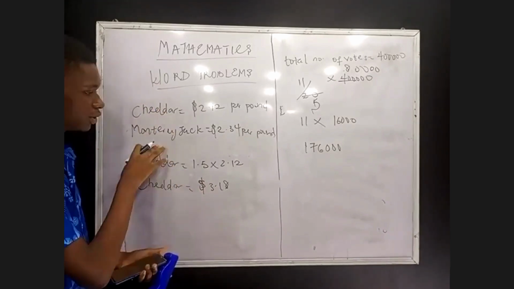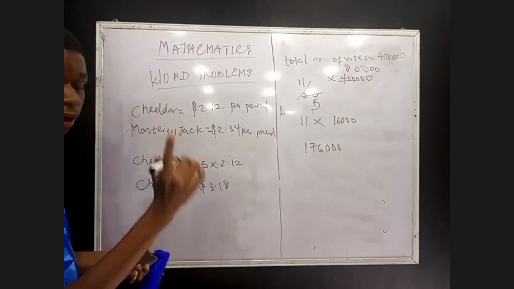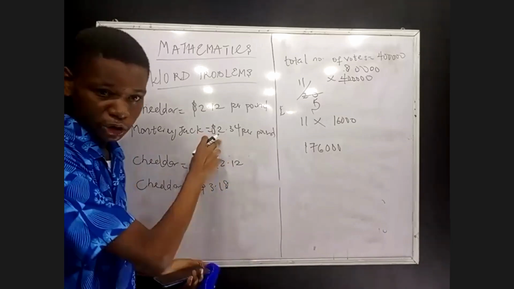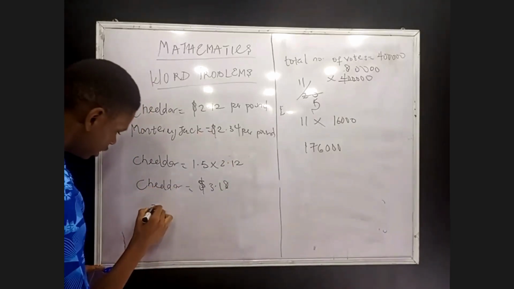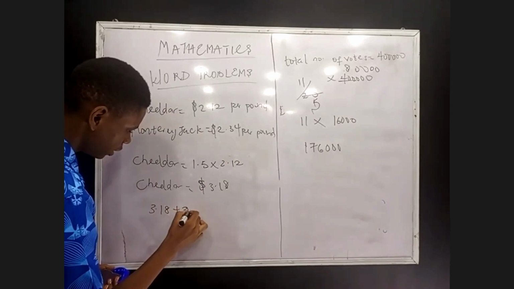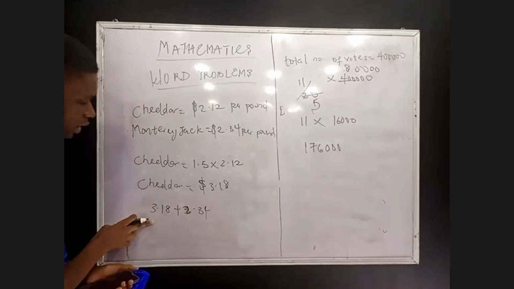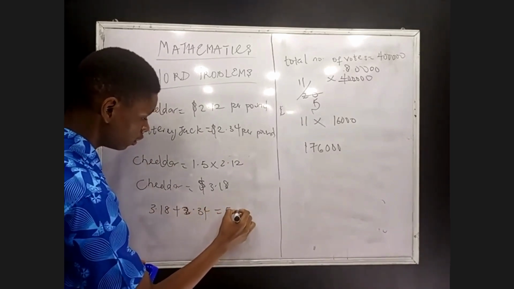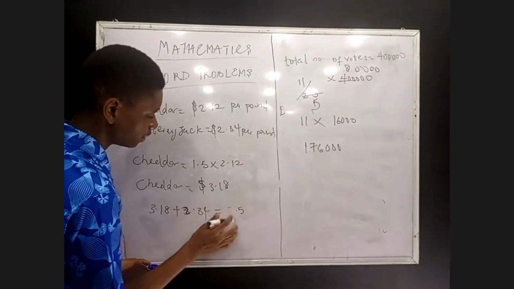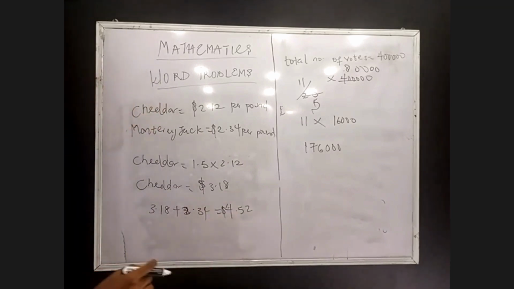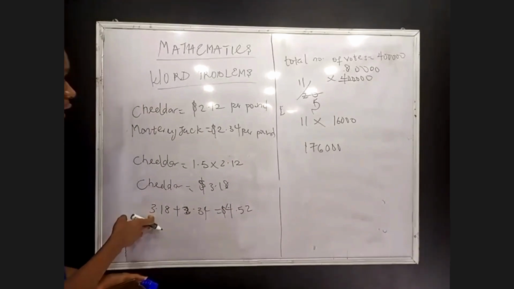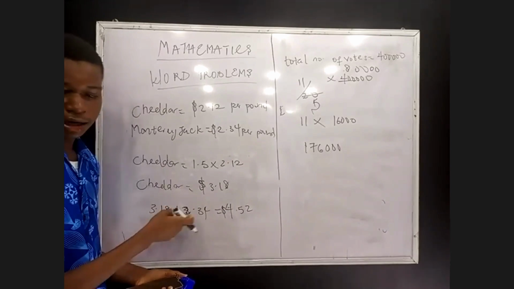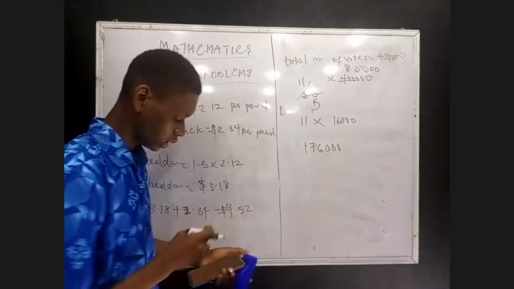So the amount spent on Monterey Jack, since he bought only 1 pound, would be 2.34. How did I get that? I simply multiplied 2.34 times 1, which gives 2.34. So the total amount spent will be 3.18 plus 2.34, the amount spent on Cheddar plus the amount spent on Monterey Jack. Adding this together, I should have $4.52. So the amount spent on 1.5 pounds of Cheddar and 1 pound of Monterey Jack is $4.52, which is option D.